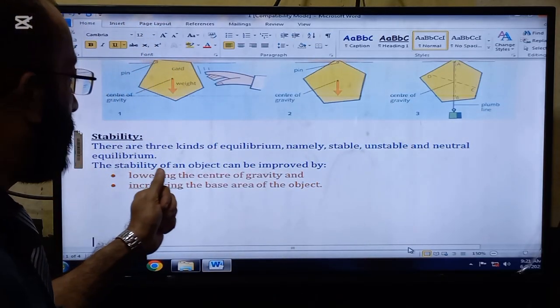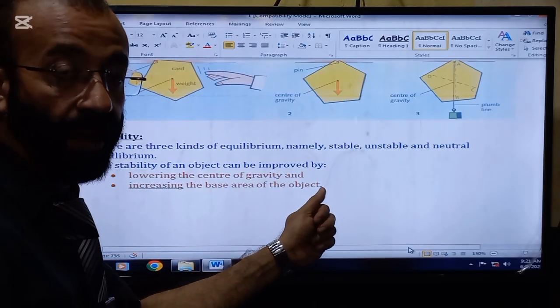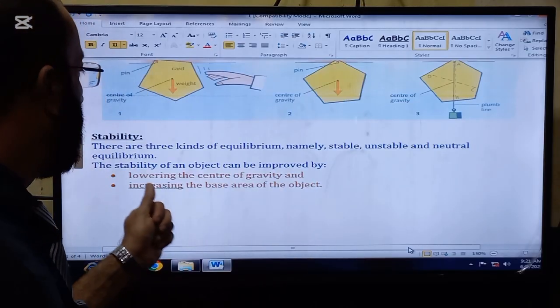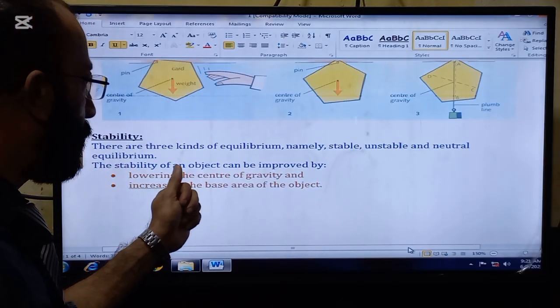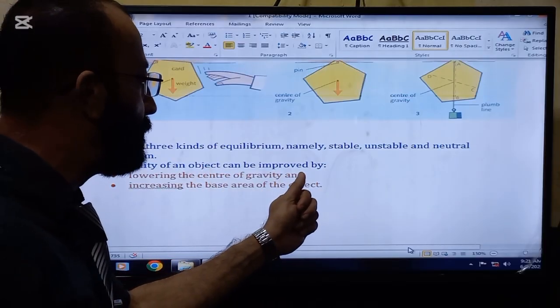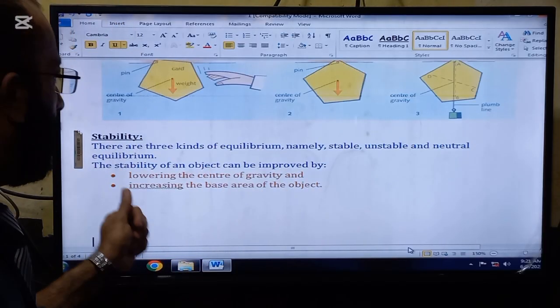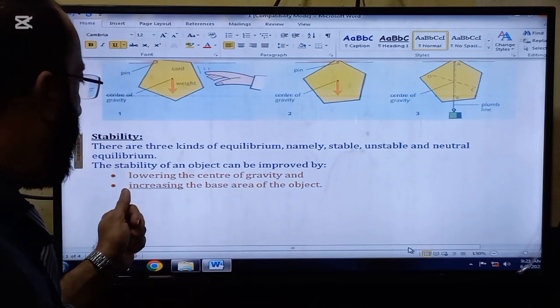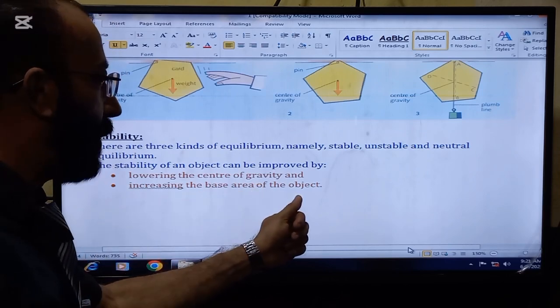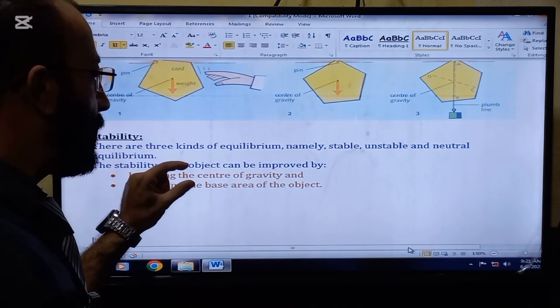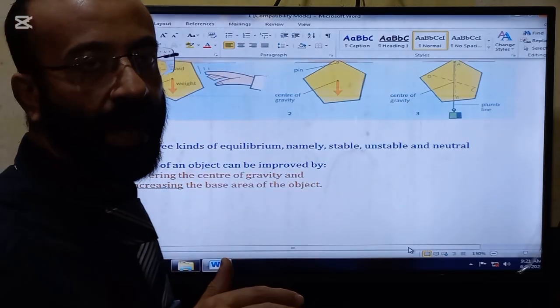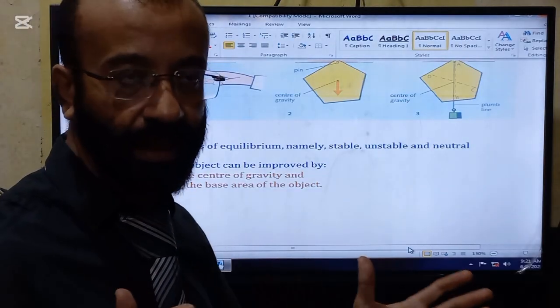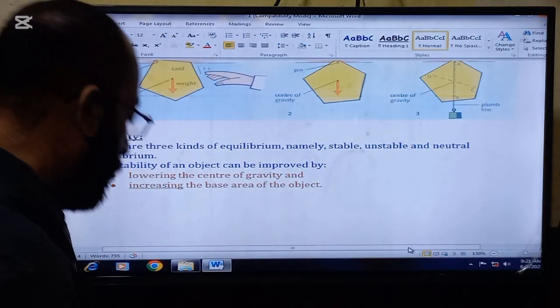The stability of an object can be improved by, this is a very important point, lowering the center of gravity, this is the first step, and increasing the base area of the object. So these are the two steps through which we can increase the stability of any object.